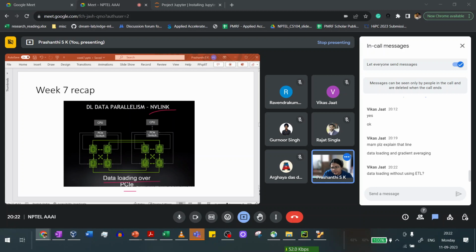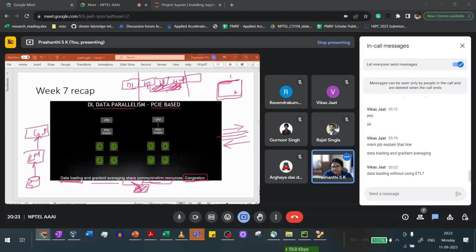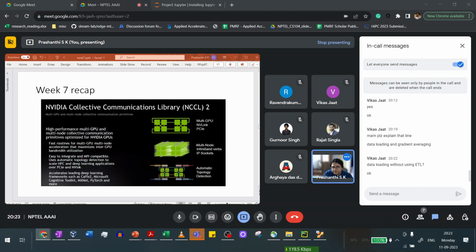Data loading without using ETL, it could be using it also, depending on what frameworks and APIs you use. You can still have something like a prefetch or pre-process optimization happening in parallel with this. So this is a conceptual thing. How you implement it depends. Okay, let's move on to the next part.